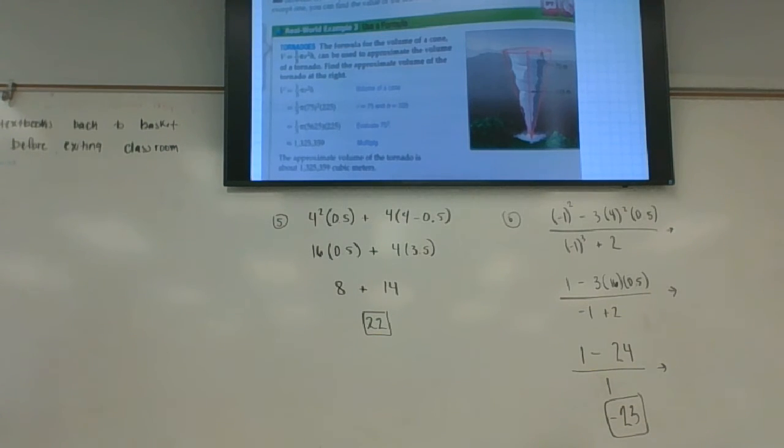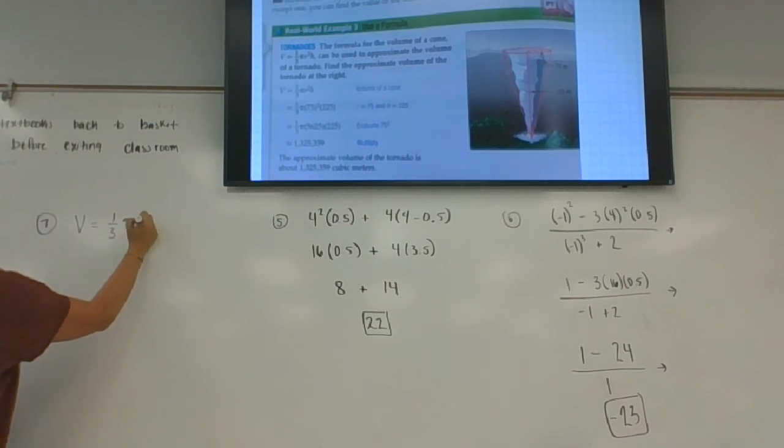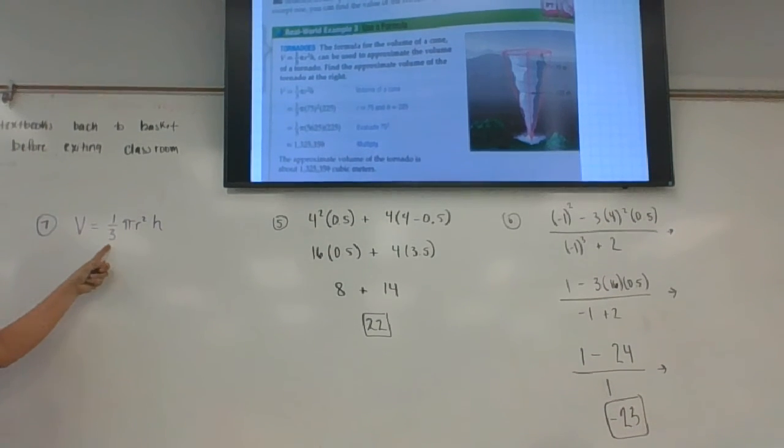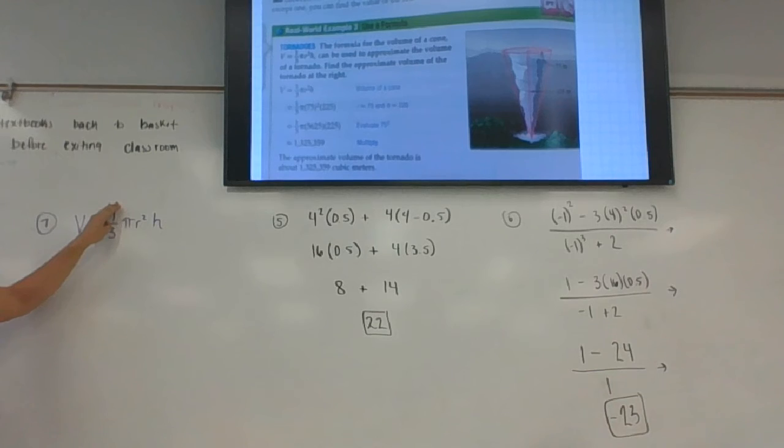Tornadoes. The formula for the volume of a cone. This is like a little geometry application. You guys did volumes of cones? Maybe not. I bet you did. One third pi r squared times the height. A cone is, well, isn't pi r squared the area of a circle? So if we do that times the height, divided by 3, that's the volume of a cone.